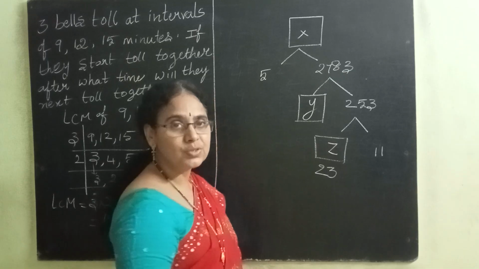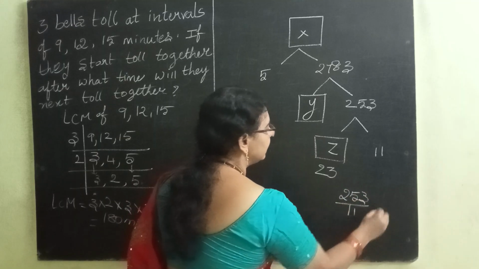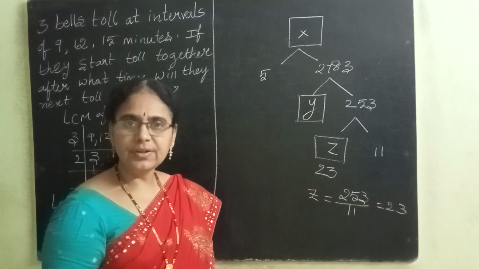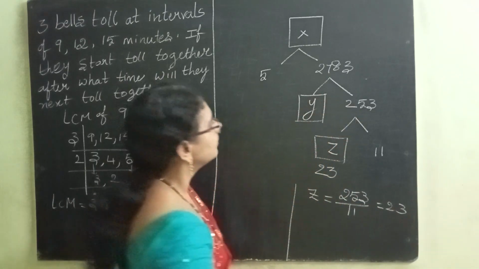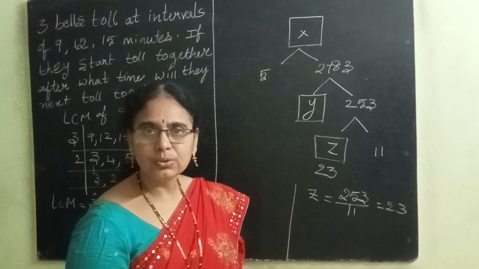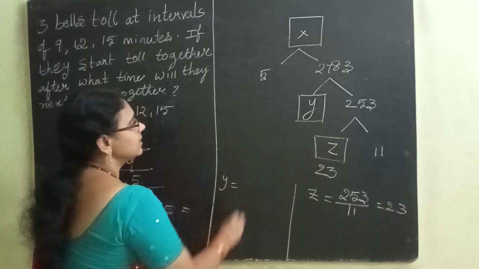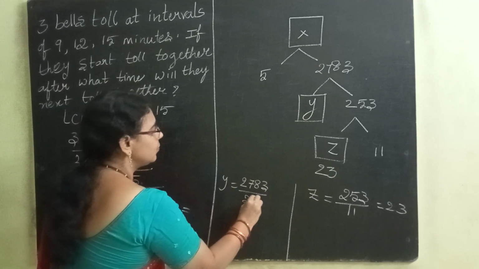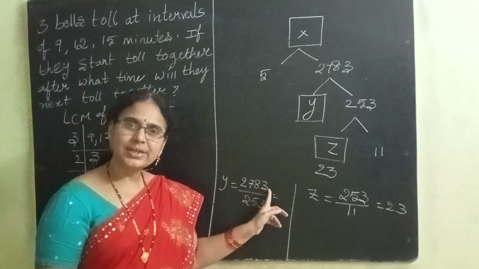So, we got the value of z. If you want, you have to go for division. 253 divided by 11. How much will you get? That is the value of z. Did you understand? The next one: 253 is multiplied by which number to get 2783? What can you do? Here also you have to go for the same division to find the value of y. y is equal to 2783 by 253. By seeing, here the unit digit is 3. Here also the unit digit is 3.